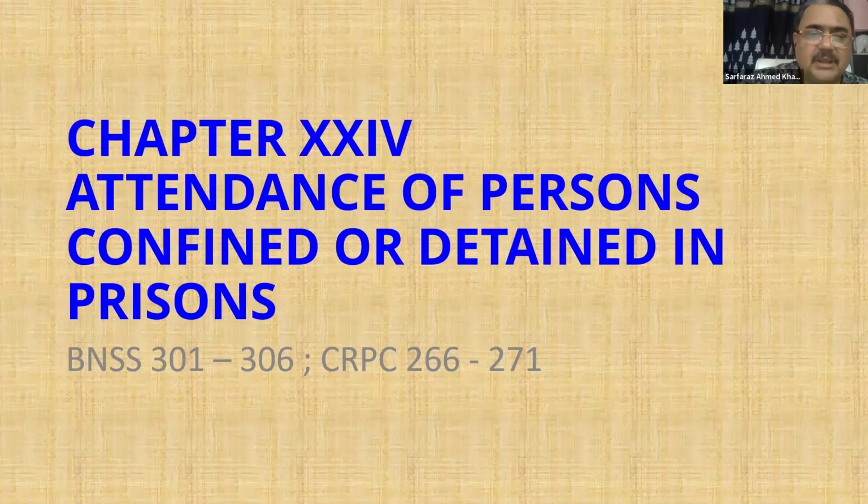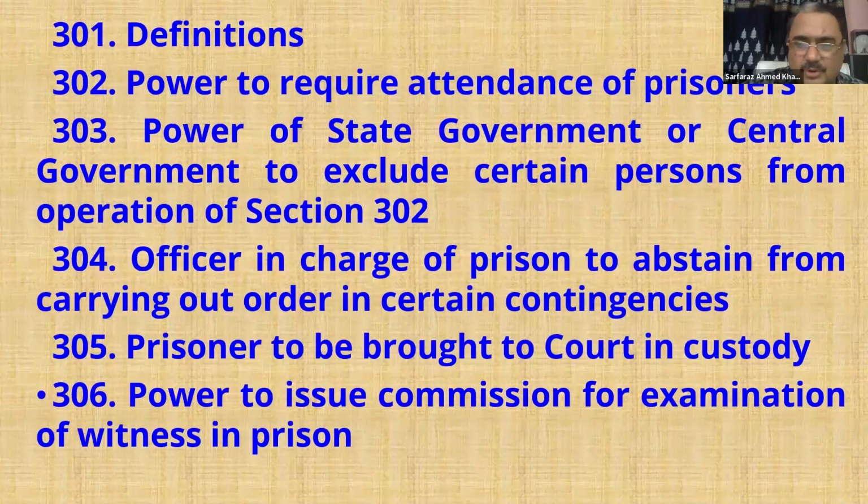So in the criminal trial, if the accused are in custody, how to bring them? Let me see what procedures are there. 301 talks about the definitions. 302 is the power to require attendance of prisoners. 303 is the power of the state government. 304 and 305 talk about prisoners to be brought to the court in custody, along with the officer in charge of the prison. 306 is the power to issue commission for examination of witnesses in prison. So these are the six sections in this chapter, which talk about how an accused involved in some other crimes can be brought.